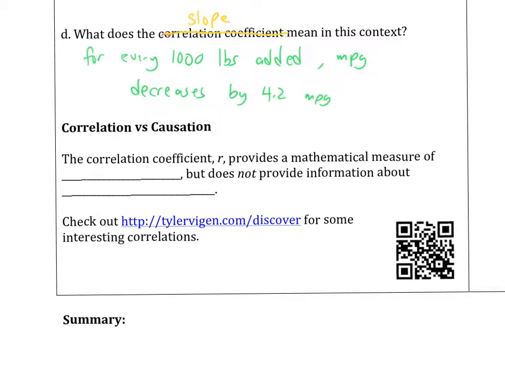The correlation coefficient r provides a mathematical measure of its linearity. Let me spell that for you: linearity. That is how much of a line the data is, or how close to a line it is. But it does not provide any information about causation. It doesn't say one causes the other.